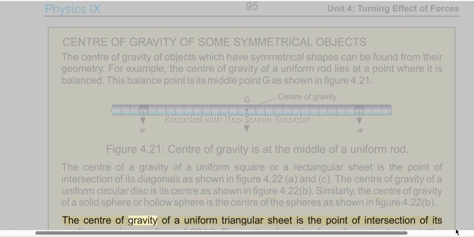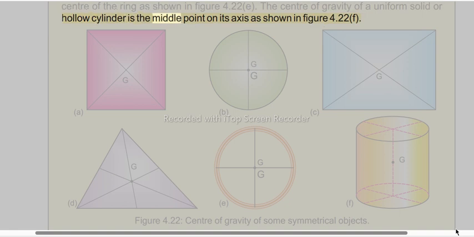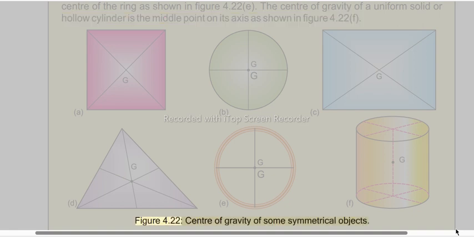The center of gravity of a uniform triangular sheet is the point of intersection of its medians, as shown in Figure 4.22, D. The center of gravity of a uniform circular ring is the center of the ring, as shown in Figure 4.22, E. The center of gravity of a uniform solid or hollow cylinder is the middle point on its axis, as shown in Figure 4.22, F. Figure 4.22, center of gravity of some symmetrical objects.